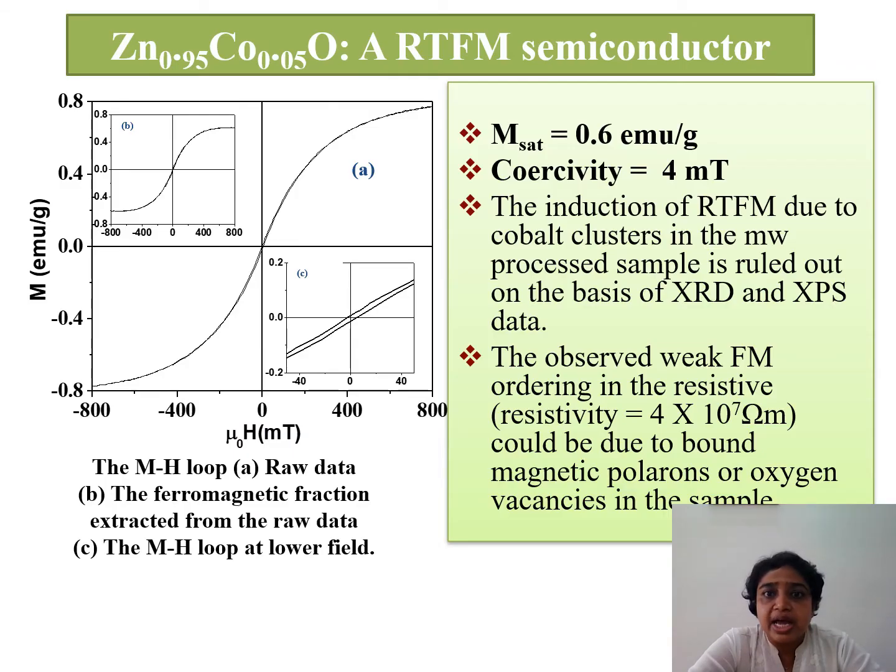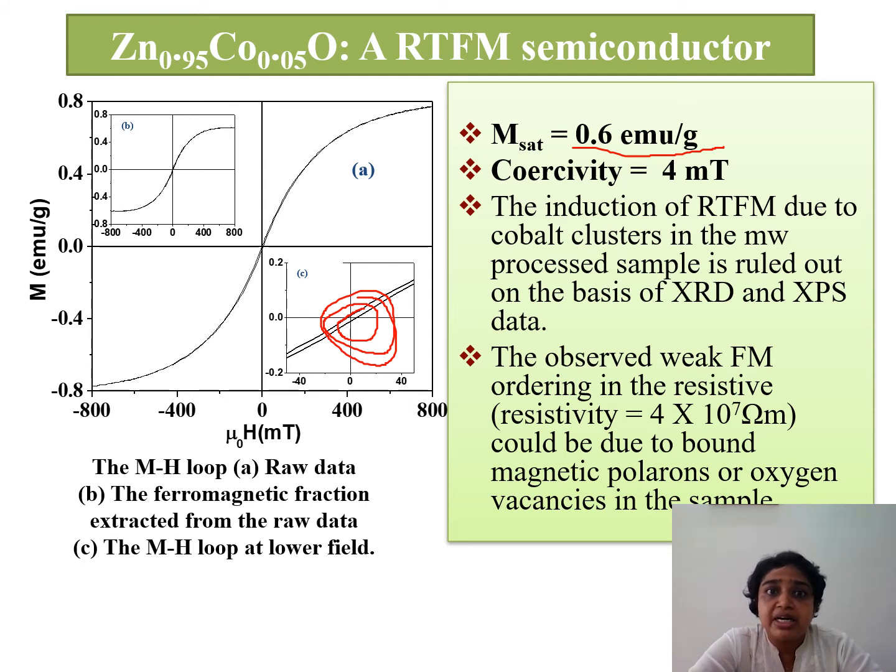So let's come to another class of functionally graded material, that is dilute magnetic semiconductor. These materials have tremendous application in spintronics. So we synthesized zinc oxide doped with cobalt, and we found room temperature induced ferromagnetism in this zinc oxide doped with cobalt. This is VSM data which is showing a very small coercivity field, that is 4 millitesla, and a very good value of saturation magnetization, that is 0.6 emu per gram.